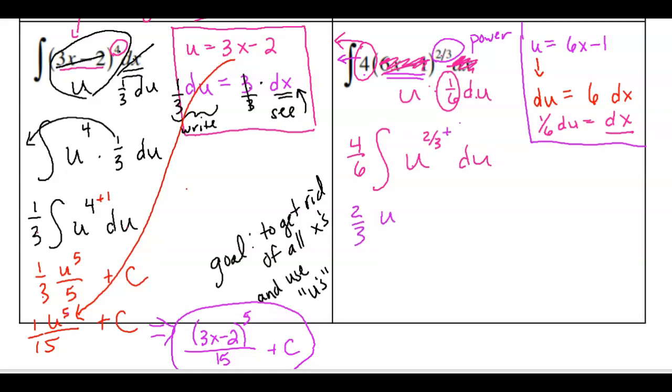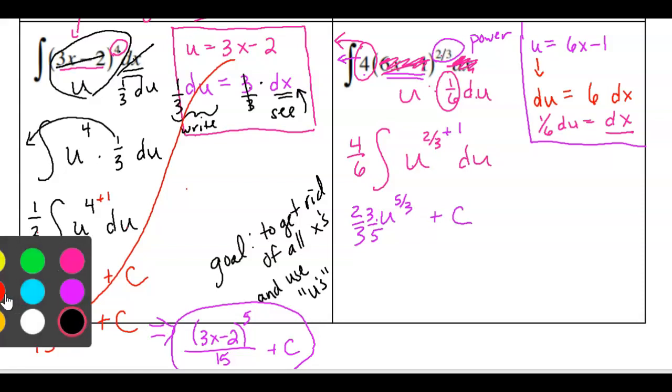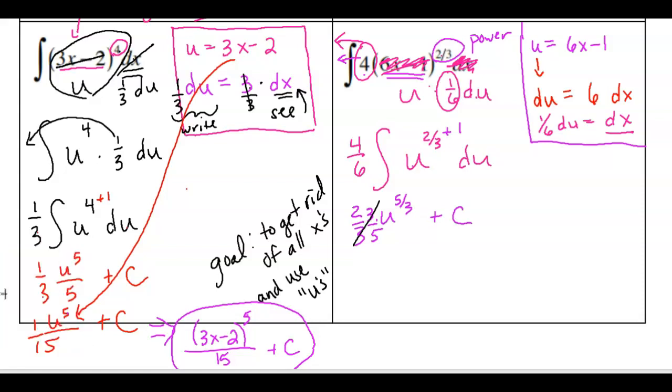I'm going to add 1. Remember, that adds the powers together. And then I multiply by the reciprocal, plus c. So let's see, those reduce. So I get 2/5. I'm going to plug the u back in to the 5/3 plus c.